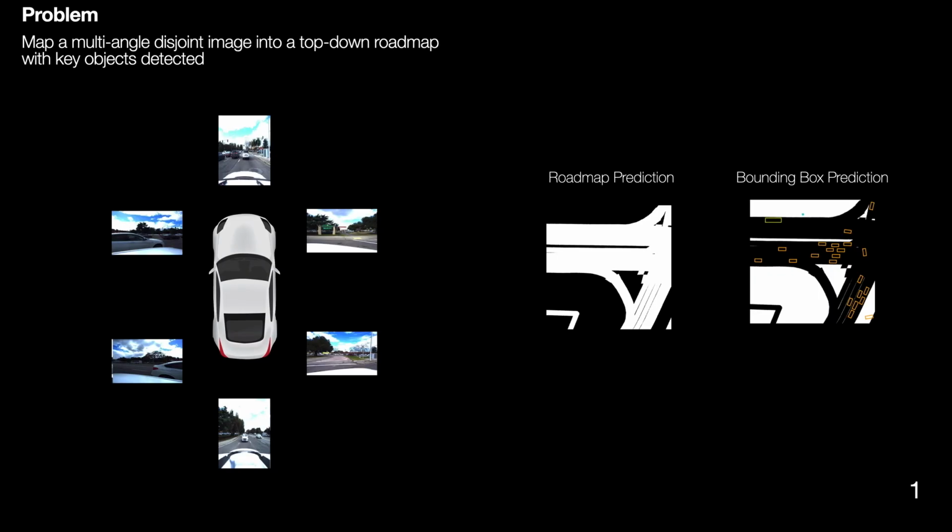Hi, my name is Annika, and today I'm presenting on behalf of our team on our approach to end-to-end multi-camera view passing to top-down object detection on roadmaps. The goal of this project was to predict a top-down view of the roadmap and the objects surrounding an ego car using the 6 images collected from cameras facing different angles on top of a car.